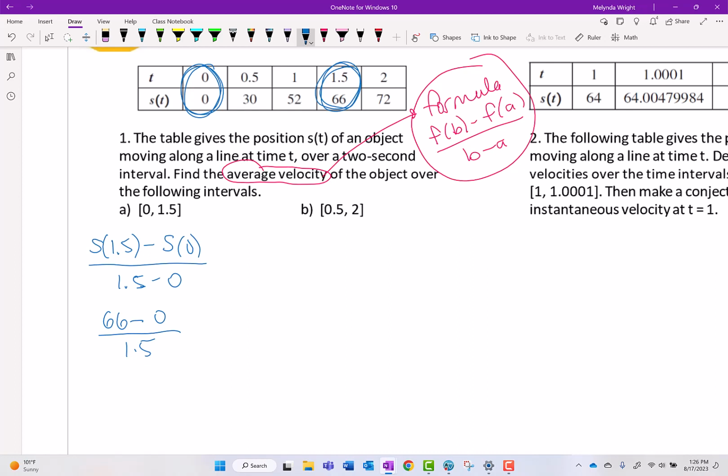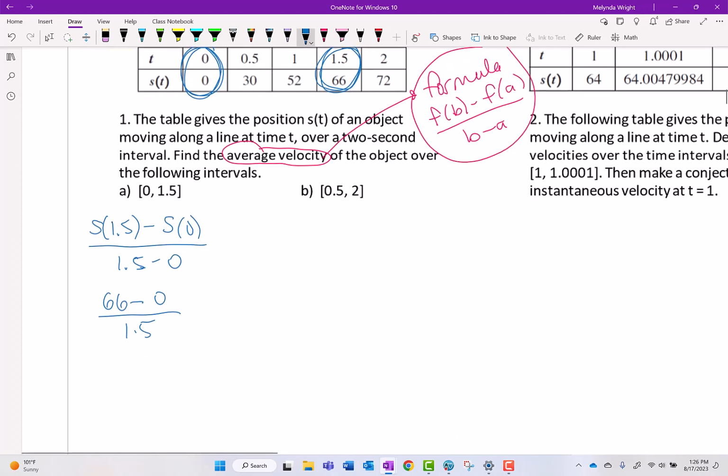Now, this is just a pretty straightforward calculation in your calculator, so I'll save you the trouble. I already put this in my calculator. 66 divided by 1.5 is 44. And since this is a rate, we would usually do units, which we don't have here, so units per second. Since they don't give us the units, you don't really have to write that. I just want us to know that usually we always would want to write units with our numbers. All right, is everybody okay?